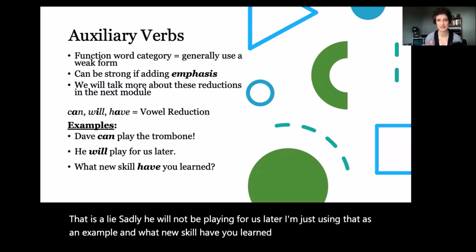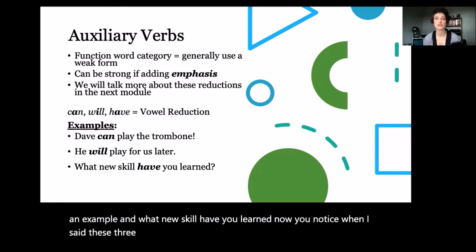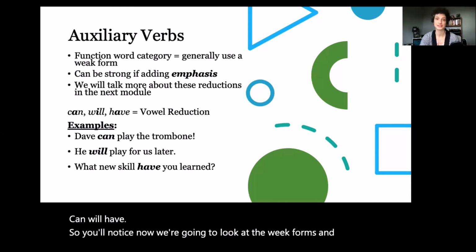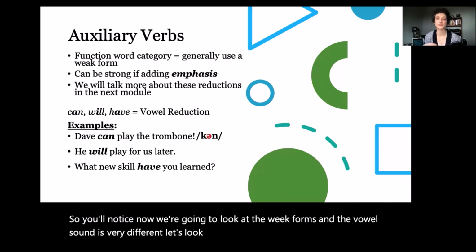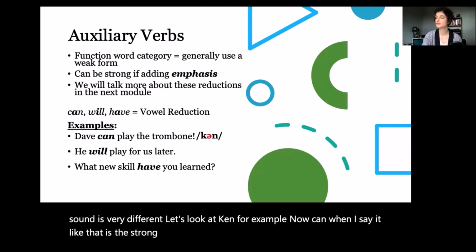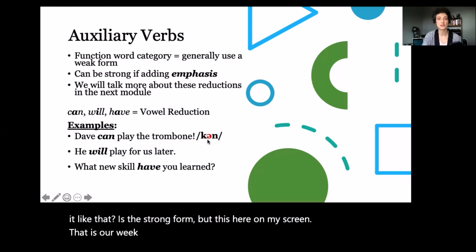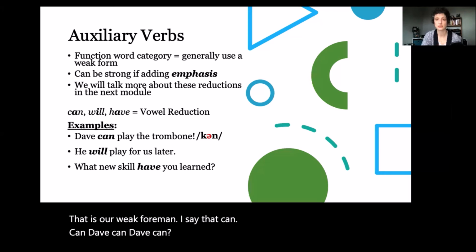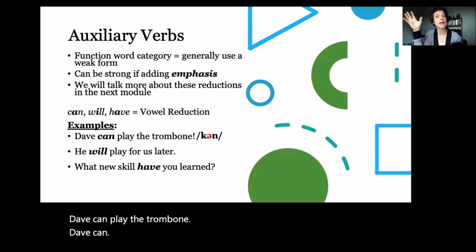Now, you notice when I said these 3 sentences, I used the strong form of all of those verbs: can, will, have. So now we're going to look at the weak forms, and the vowel sound is very different. Let's look at can, for example. When I say it like that, that is the strong form. But this here on my screen, that is our weak form. And I say that, can. Dave can. Dave can play the trombone.